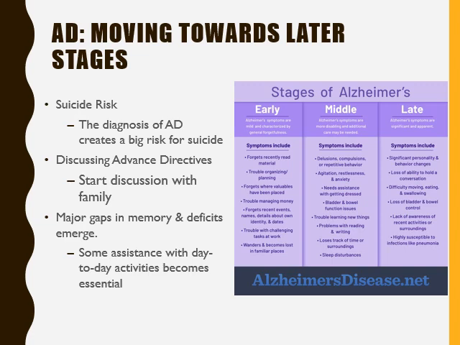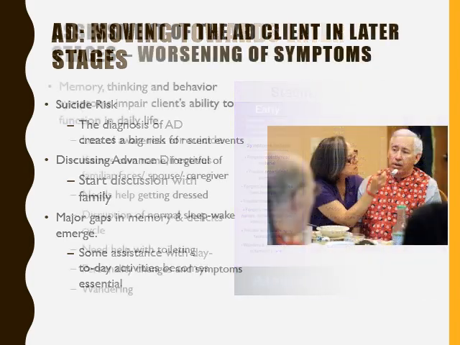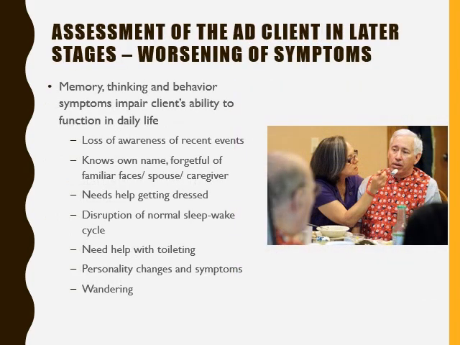This is where you're going to see most of the gapping in the memory and the deficits in the memory start to emerge, when they're in that middle to later stages. Of course, when we get to the later stages, this is where you're really going to see the loss of awareness. They're not going to remember. They don't know who you are. They may know their own name, but they don't know who the family is.